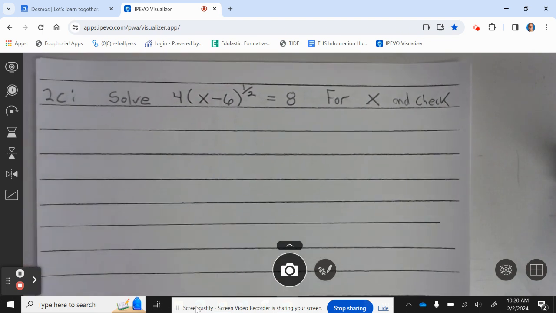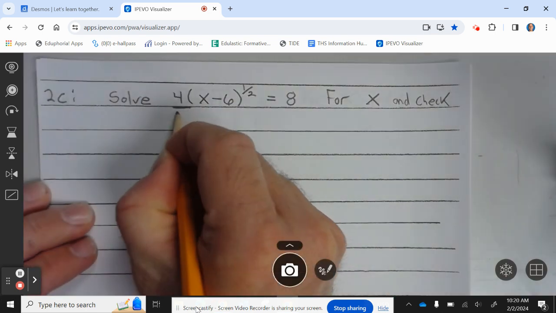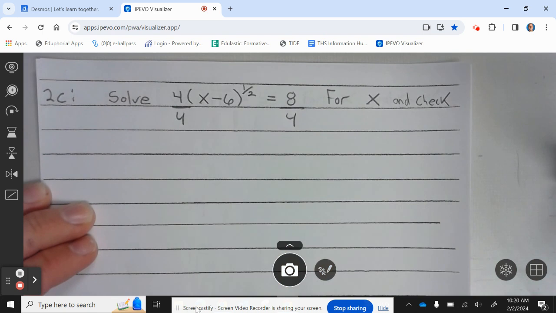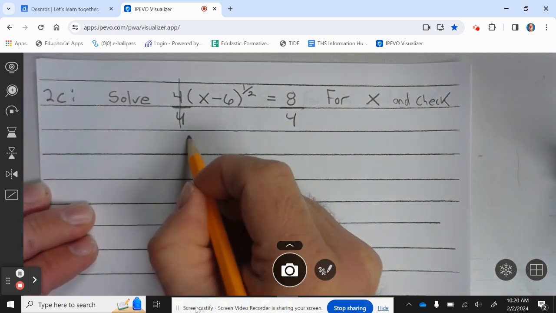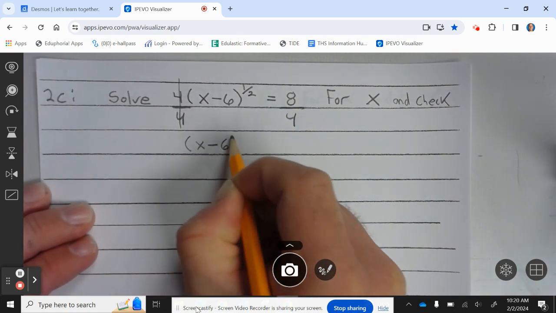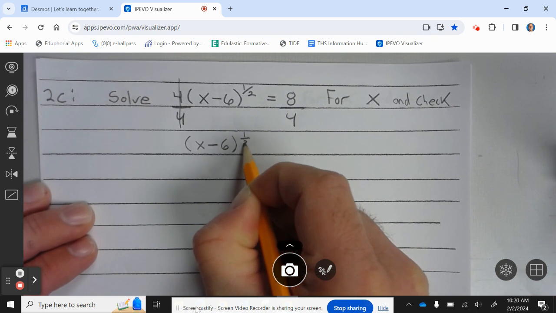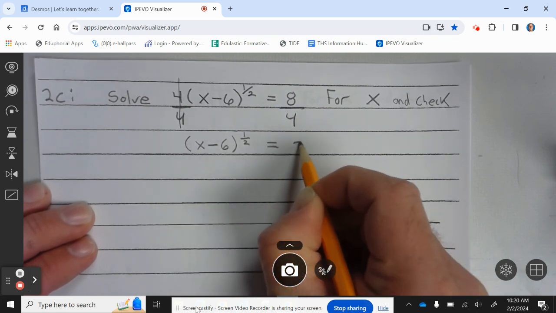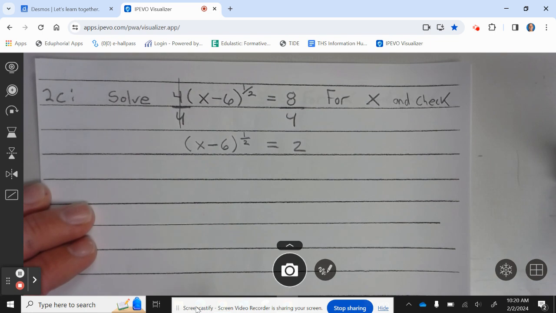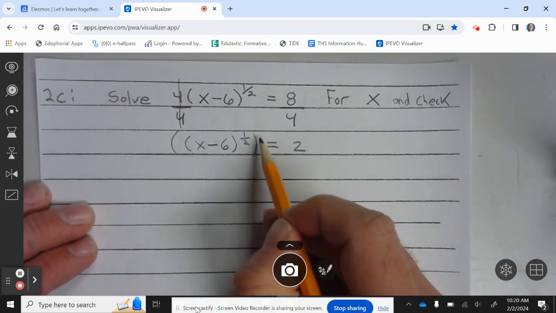2c: solve 4 times parentheses x minus 6 to the 1/2 power equals 8. So first things first, we're going to divide both sides by 4. 4 divided by 4 is 1, so you get x minus 6 to the 1/2 power equals 2. Now, we're going to square both sides.